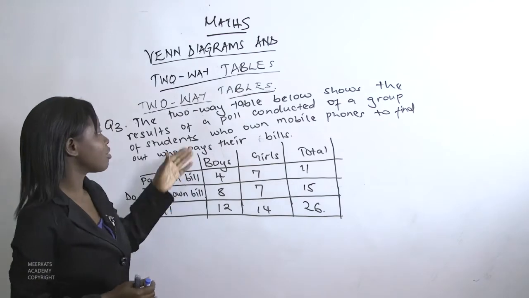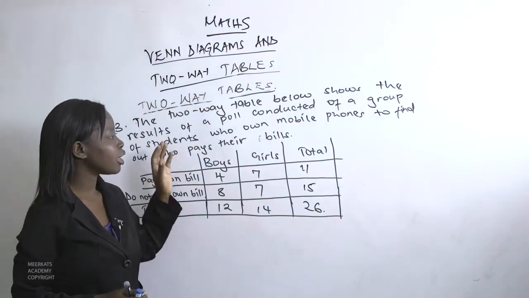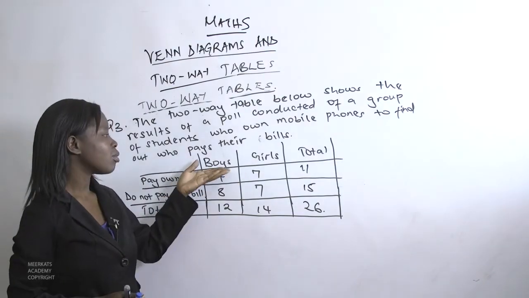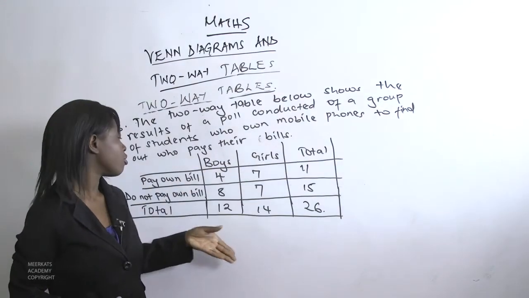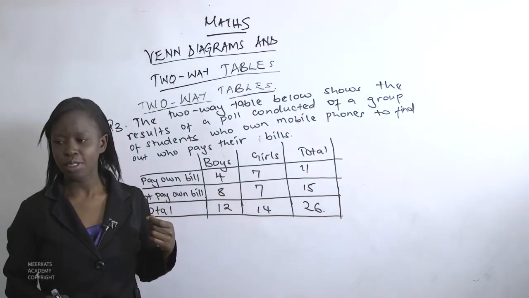So we are having a survey that was carried out on a group of students who own mobile phones to find out who pays their bills. So we have boys, we have girls, then we have those who pay their own bill and those who do not pay their own bill.